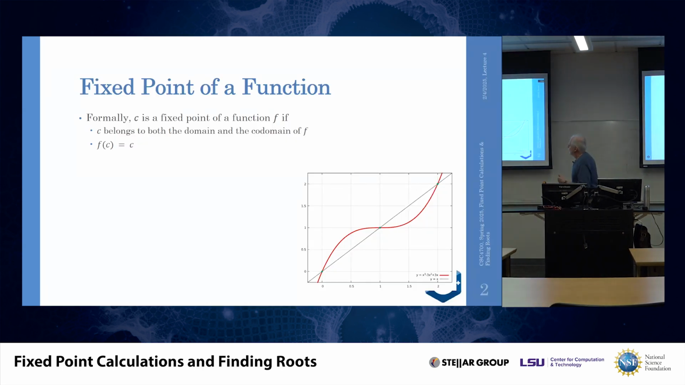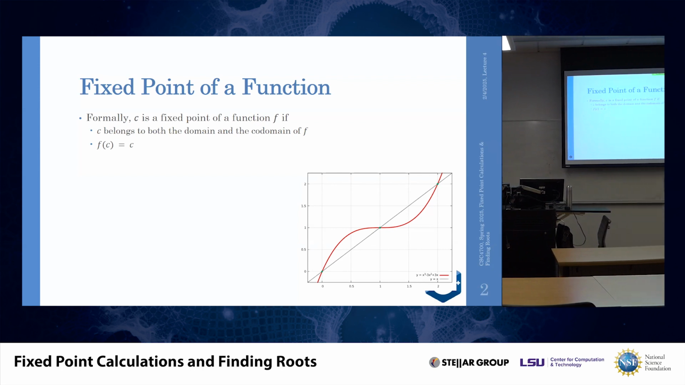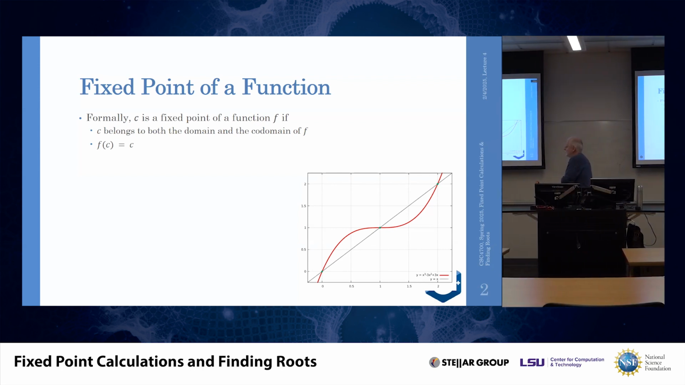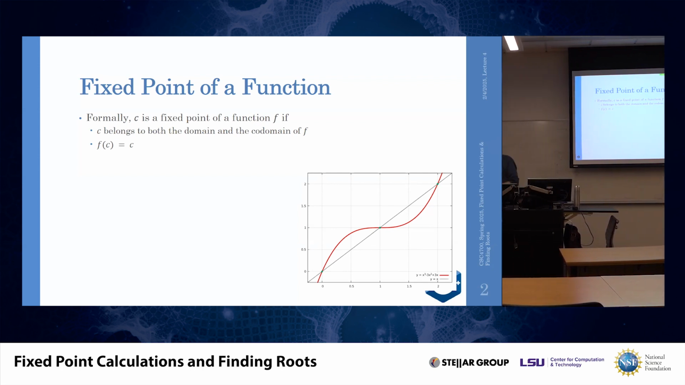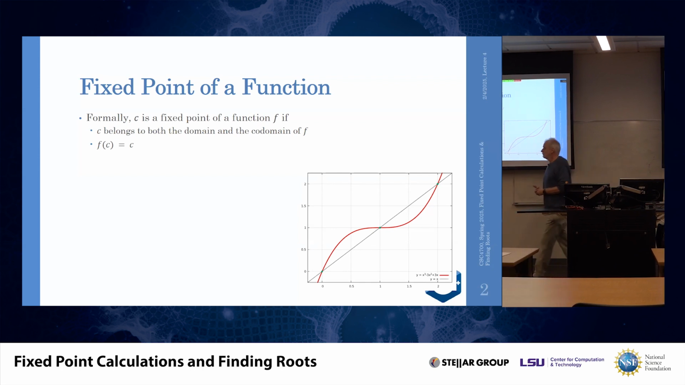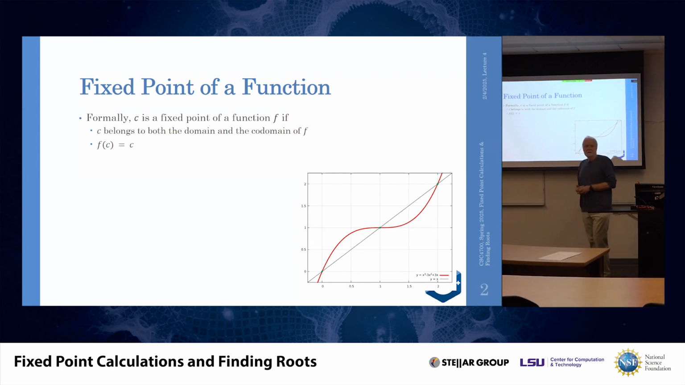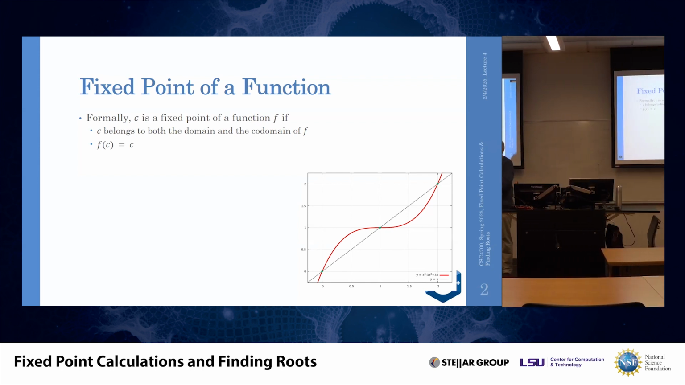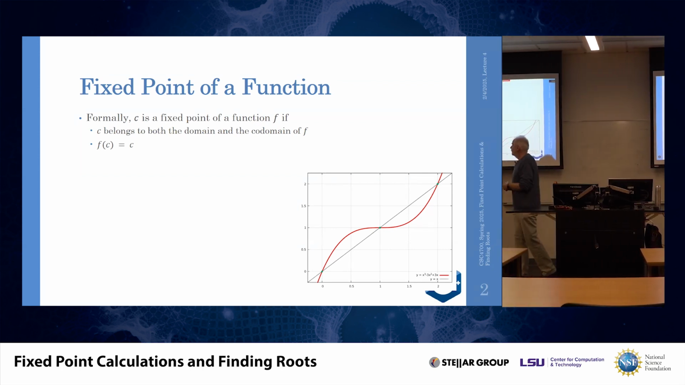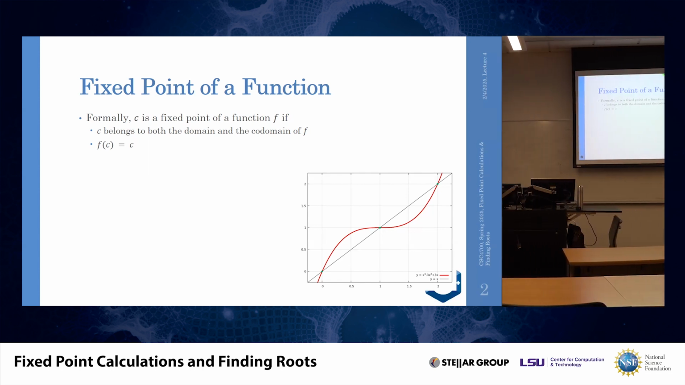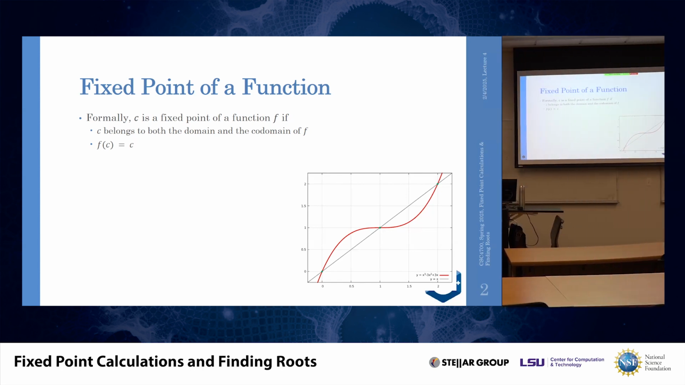Formally, C is a fixed point of a function f if the following preconditions are met. C has to belong to both the domain and the codomain of the function. The domain is the set of values that are allowed for the arguments, and the codomain of a function is the set of values the function can return. So C has to be part of both sets, and if you call f with the argument C, you get C back as a result. So it's the same constant thing you get over and over again.